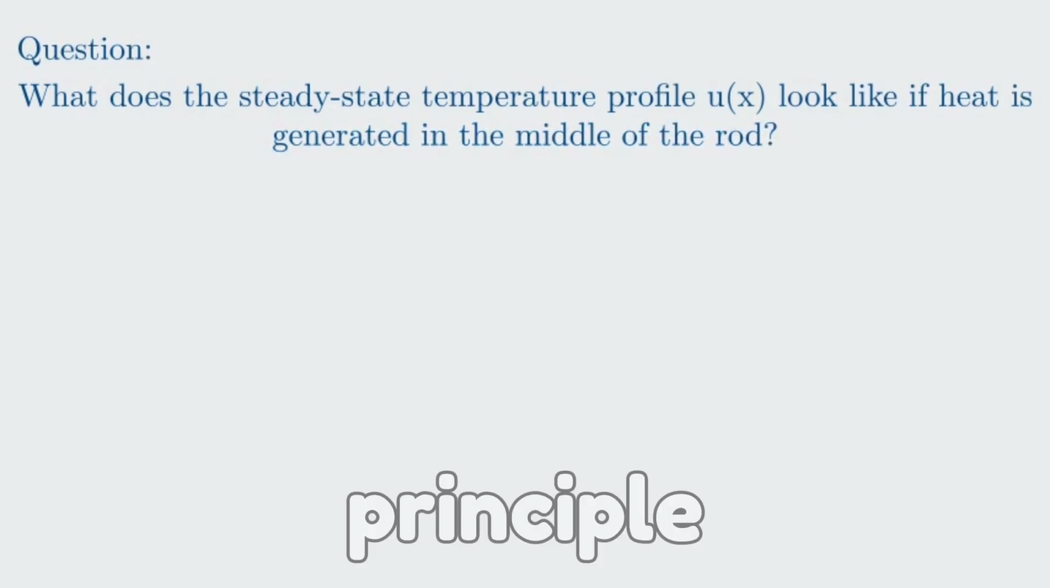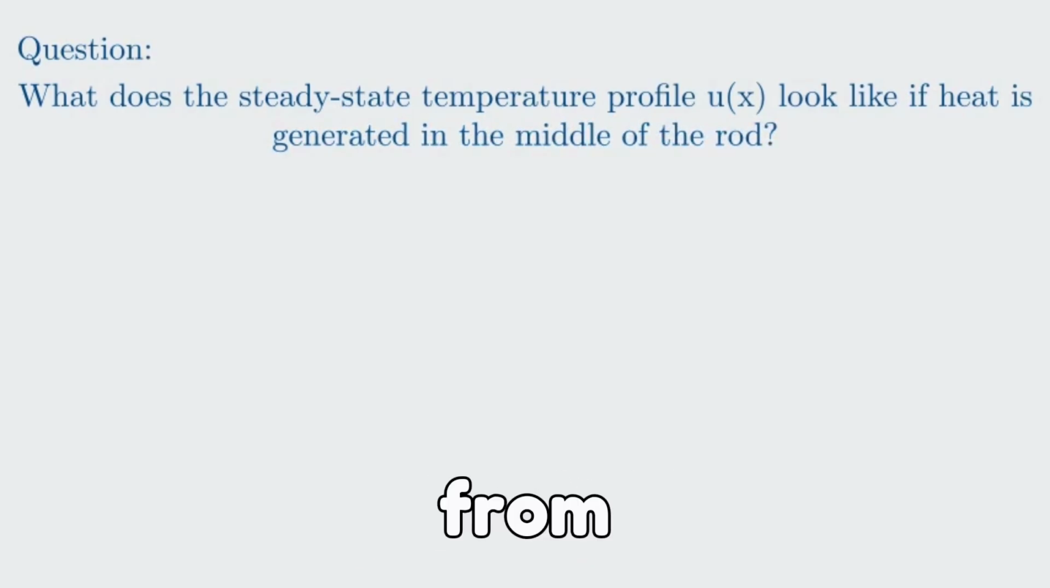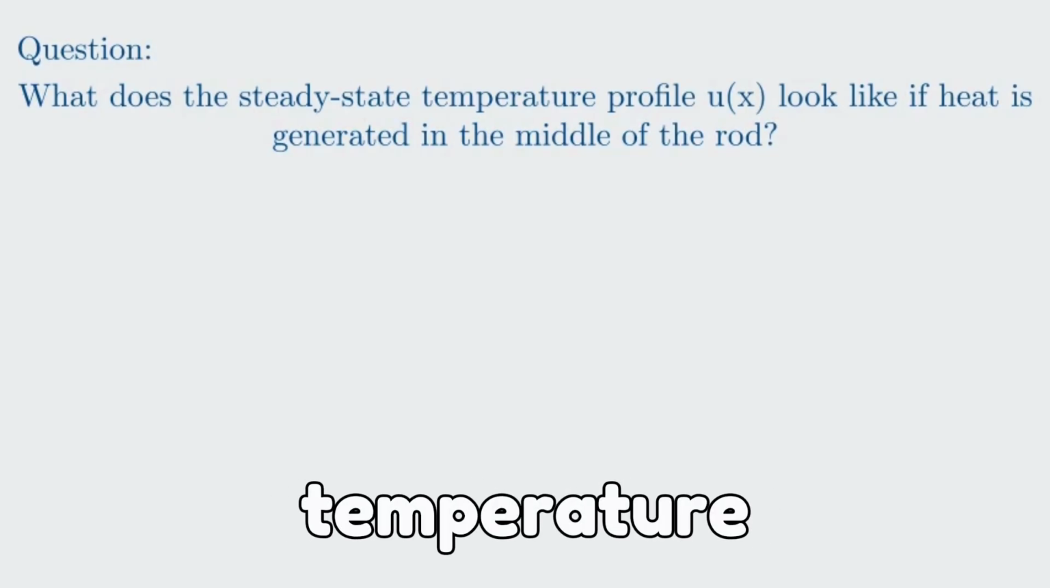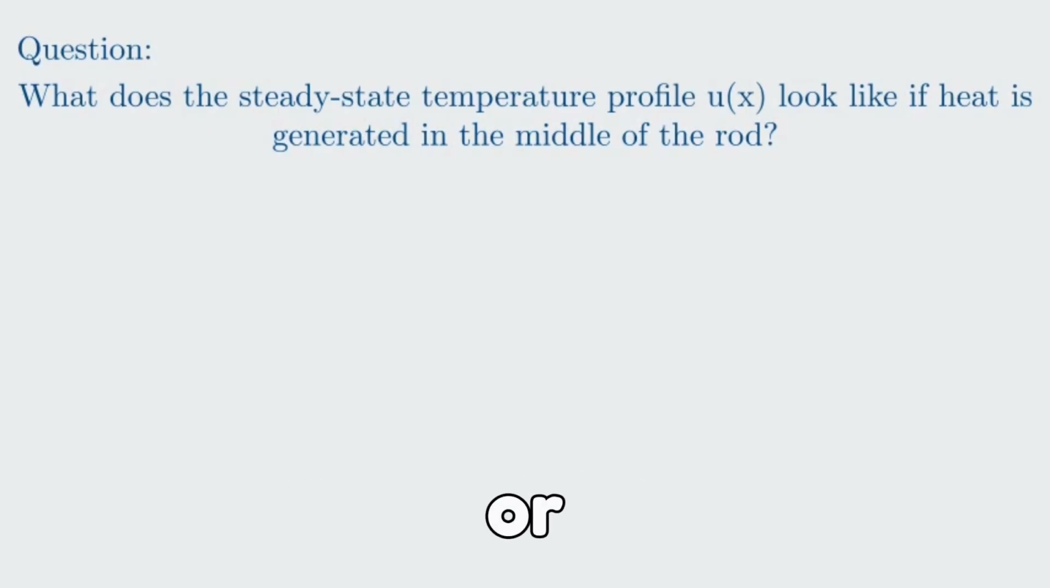Think about our physical principle. Heat flows from hot to cold. If a point is generating heat, what must its temperature be compared to its surroundings? Will the temperature profile be a straight line or something else?